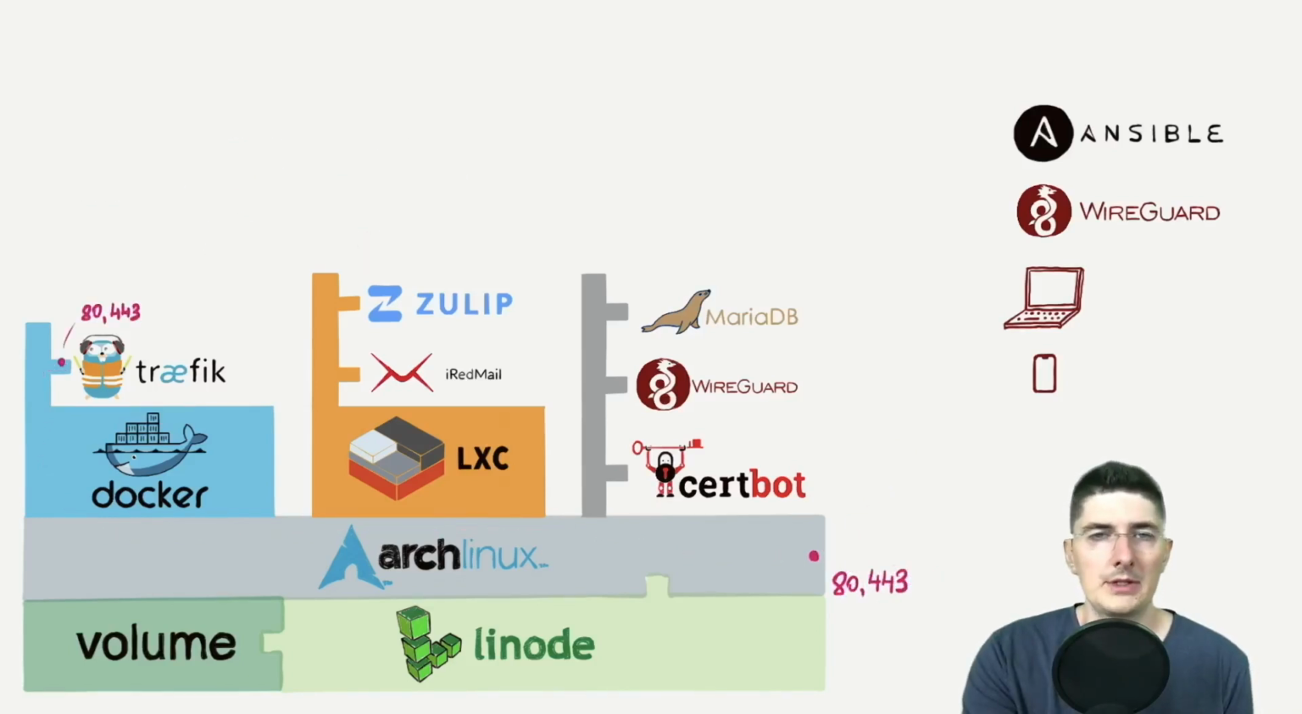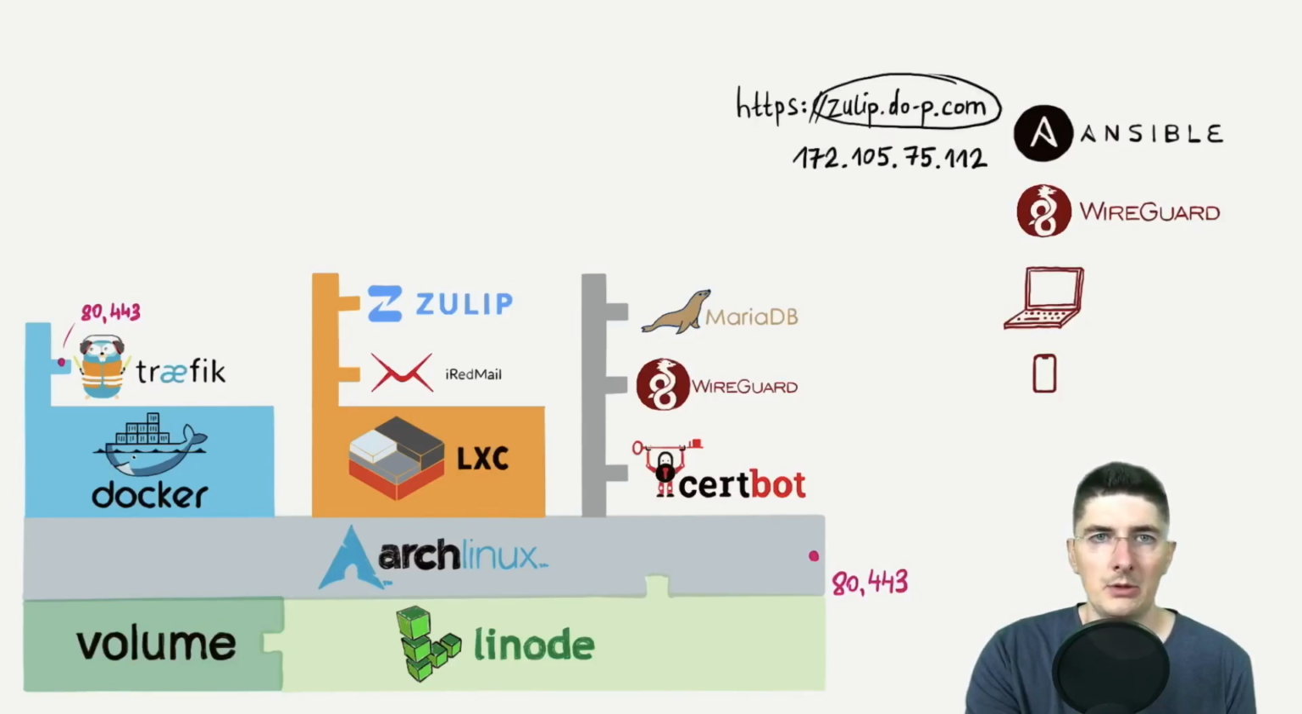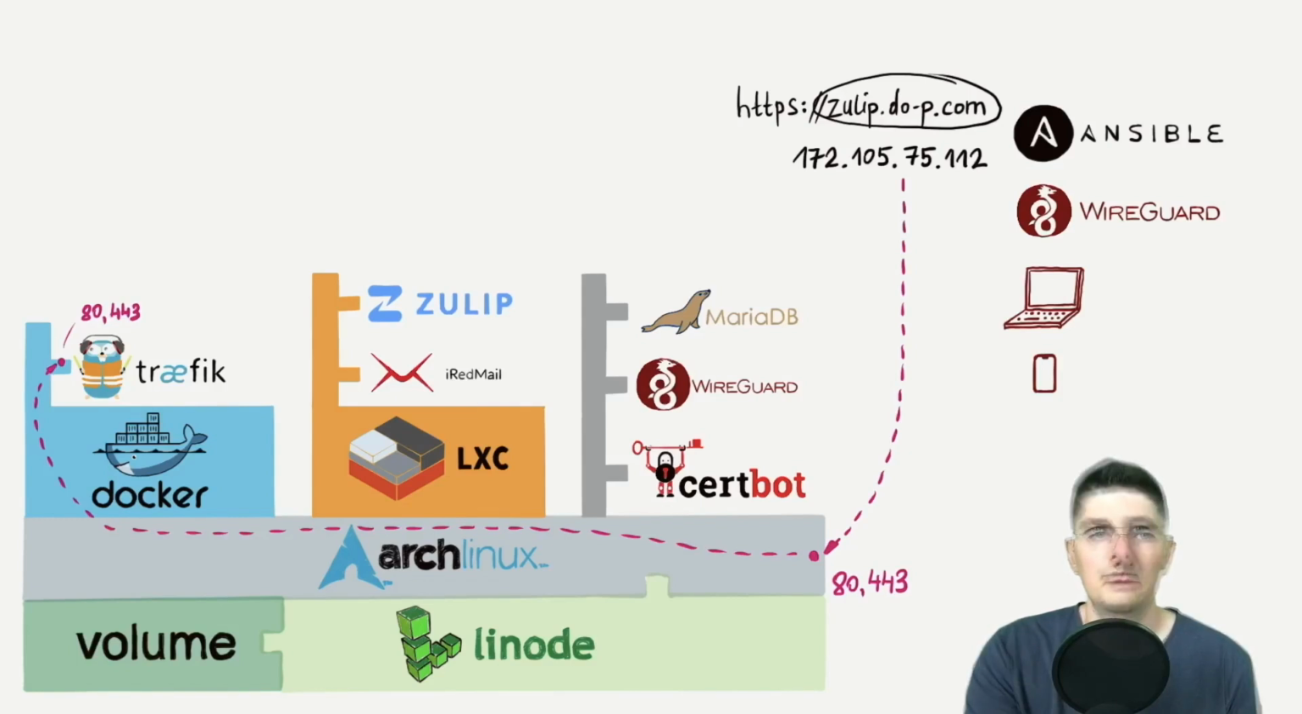With port mappings in place, how will a network packet reach zulip, for example? If someone asks for https zulip.do-p.com, it will first resolve to the public IP of this VPS. The HTTP request will come to this interface on port 443, it will be routed to Traefik, and then what?